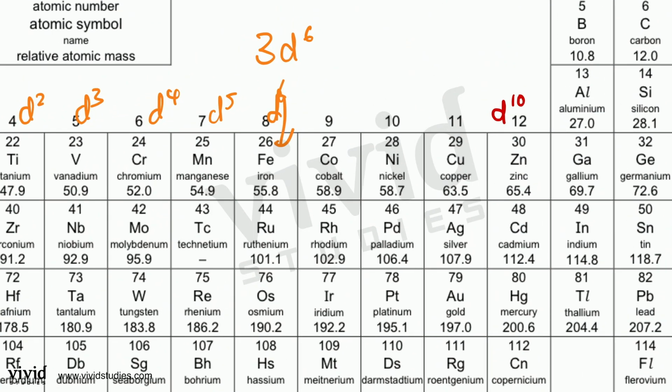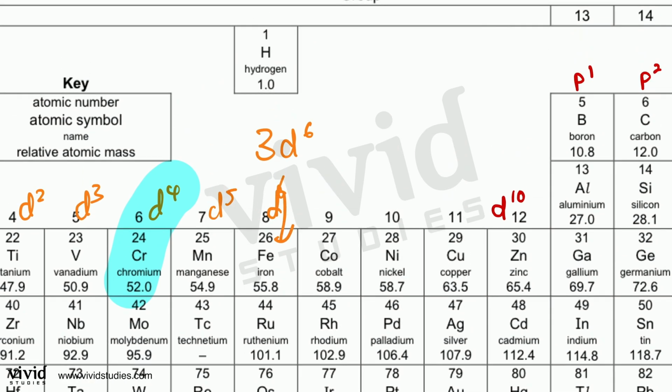So if you are following this, then chromium should have a d4 system, but we know that chromium does not, because chromium prefers to have a 4s1, 3d5 instead. What about for copper? Copper will also not have a 3d9 system, it will actually end up with a 4s1, 3d10 system instead. And that's because by having a half-filled 3d subshell and a fully filled 3d subshell, it is actually more stable for chromium and copper.